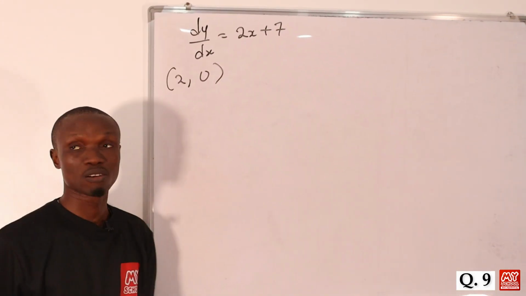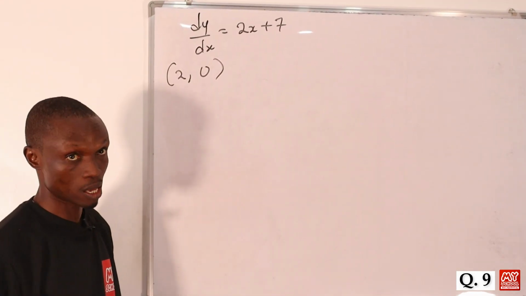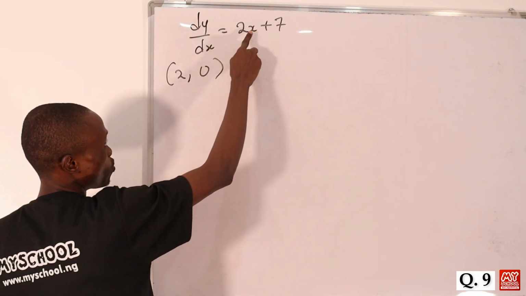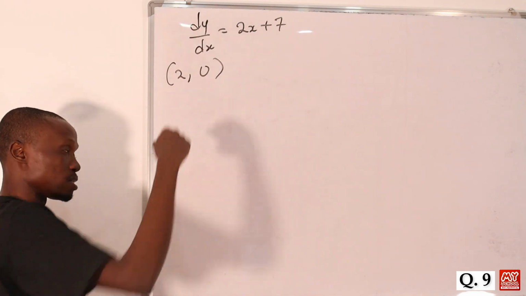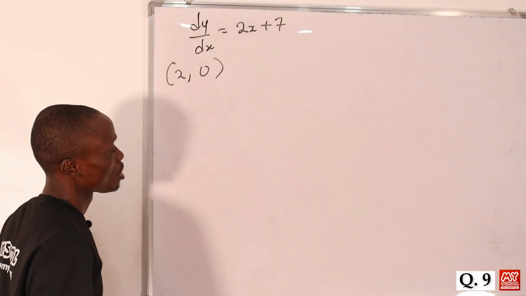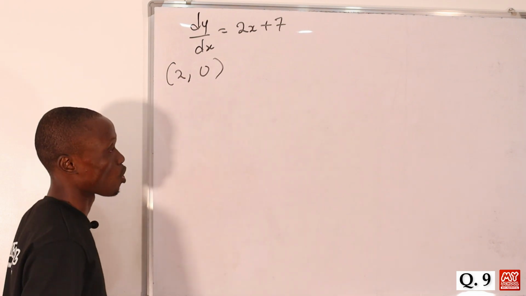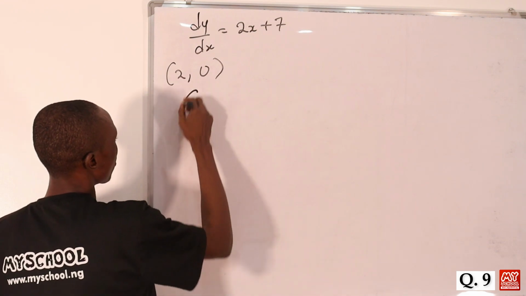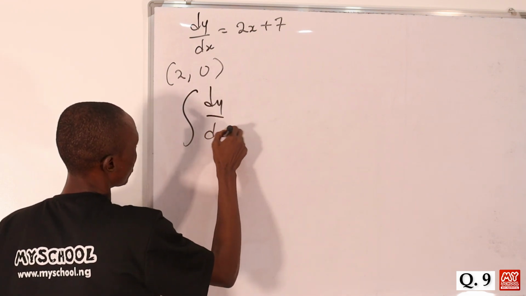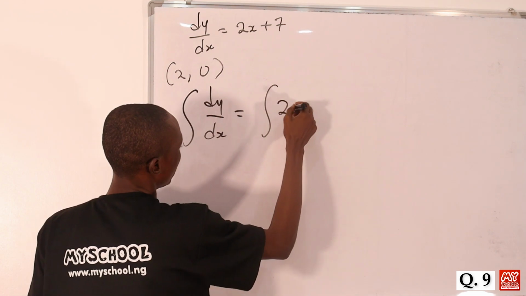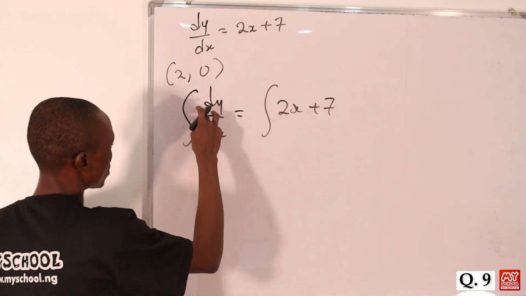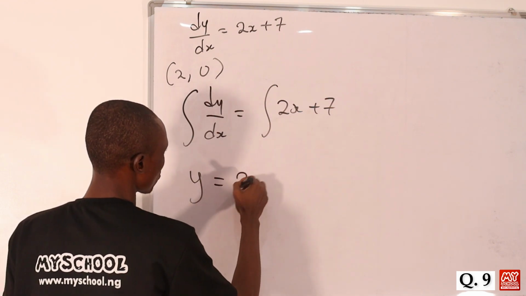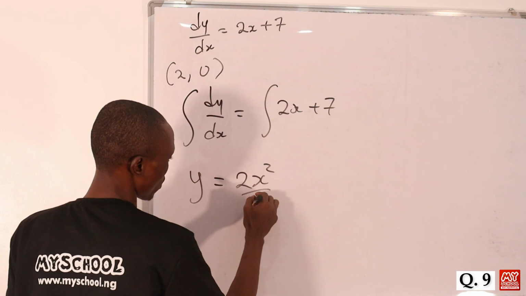Now, one thing you must know is that gradient is the same thing as dy/dx. That is why I had to write dy/dx equal to 2x plus 7, because dy/dx still represents gradient. So in order for us to find the equation of the curve, we have to take the integral of both sides. If we take the integral of dy/dx, we also take the integral of 2x plus 7. So if we take the integral of dy/dx, we have y equal to, taking the integral of this, 2x raised to power 2 over 2.